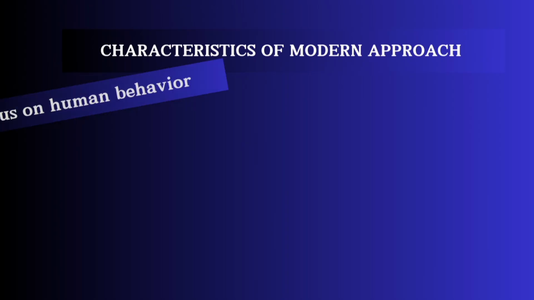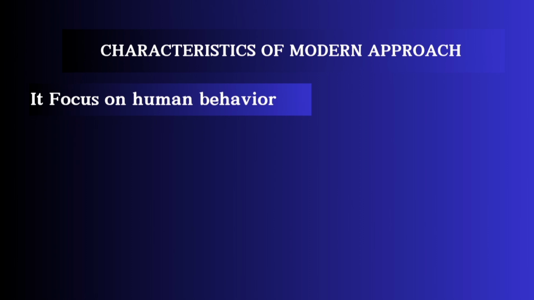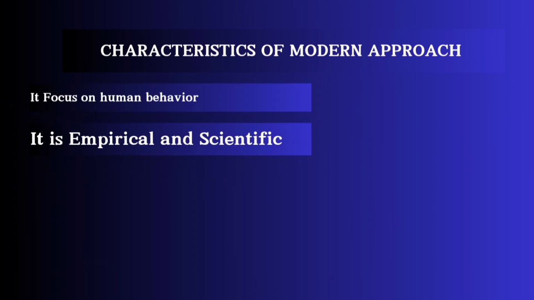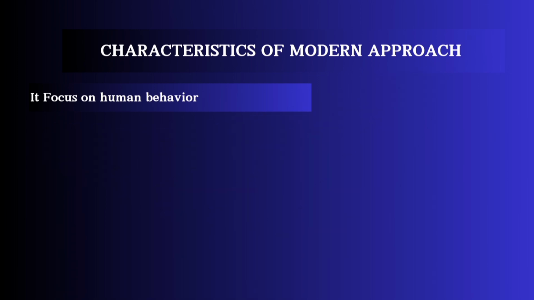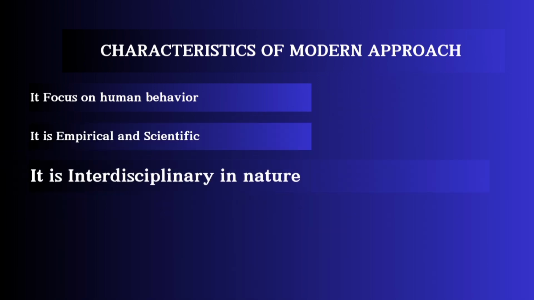The next is on the characteristics of this modern approach. The first is that it focuses on human behavior. Unlike the traditional approach, which focused on the institutions of the government, the modern approach actually studies how people behave in politics, such as their voting patterns or their voting behavior. The next is that it is empirical and scientific. Unlike the traditional approach, which relies on philosophical reasoning, the modern approach actually uses data, surveys, and experiments to conduct and study politics.